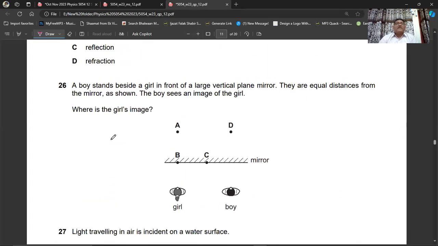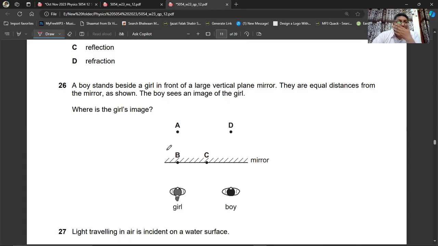So here we have, he says, a boy stands beside a girl in front of a large vertical plane mirror. They are equal distances from the mirror. As shown, the boy sees an image of the girl. Where is the girl's image? Okay, so here you have the boy, here you have the girl, this is the mirror.